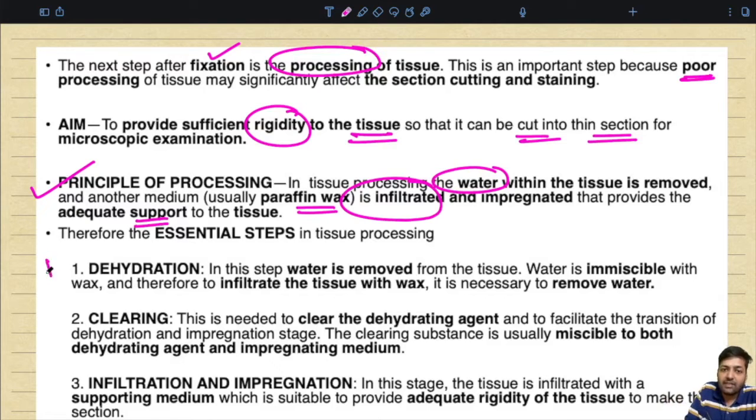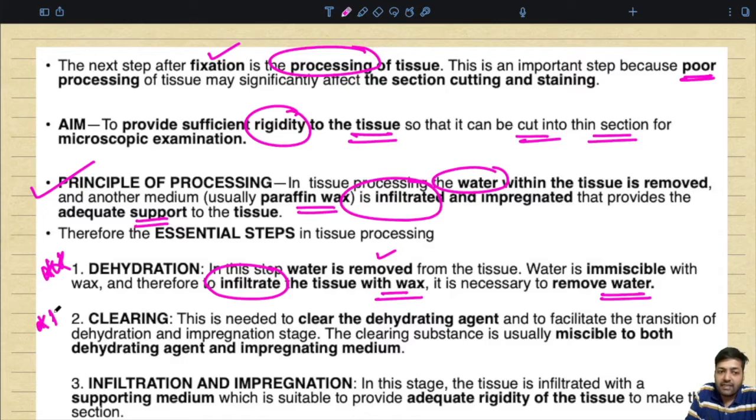So the main essential steps include dehydration, in which the water is removed from the tissue. Now remember, why is it required to remove the water? Because water does not mix with wax, and ultimately we have to infiltrate the tissue with wax. So we have to remove the water because it doesn't mix with the wax, and therefore to infiltrate the tissue with the wax it is necessary to remove this water. Okay, that is why dehydration is required.